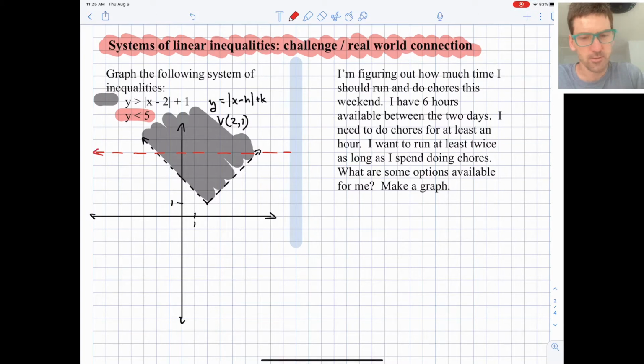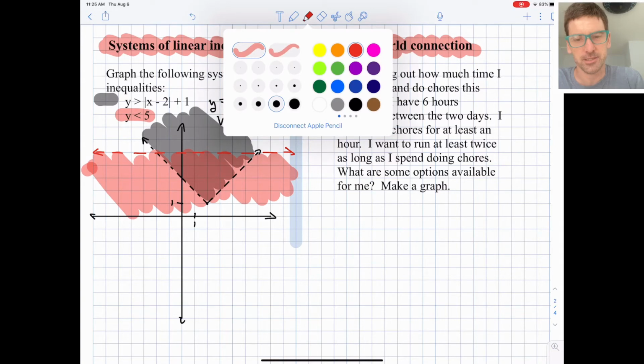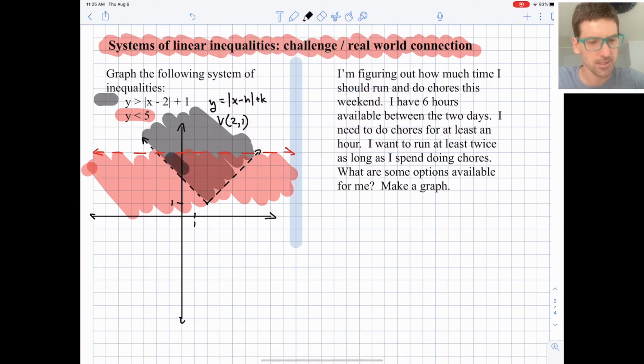And I hope you can see what we're going to get. We have this shaded region here. So what's my final answer to this? What's the overlapping region? It's that triangle that you can see where they overlap. And I'll try to highlight that a little bit darker here. So this is our final answer right in there. That's the overlapping region. That's the solution to this system of linear inequalities.